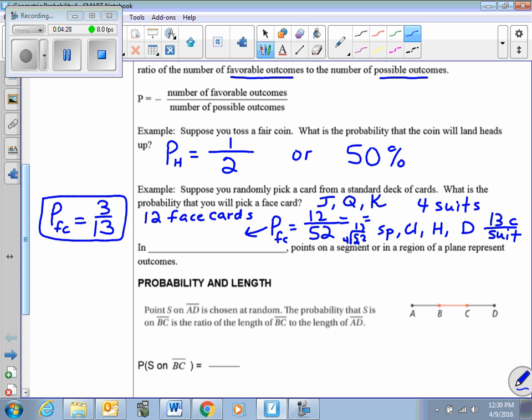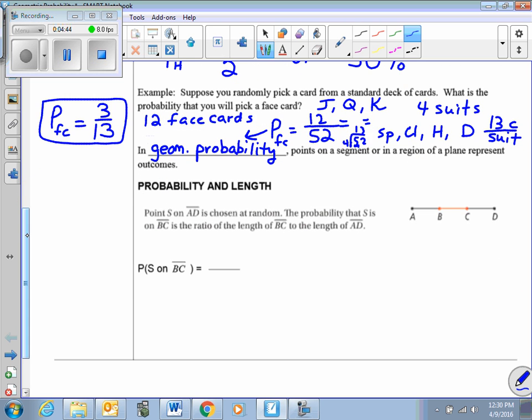All right. So that's what probability is. Okay, in geometric probability, points on a segment or in a region of a plane represent outcomes. Okay, so let's start with probability and length.